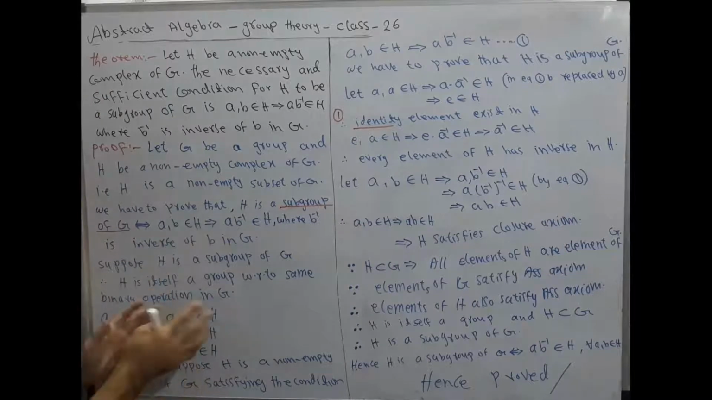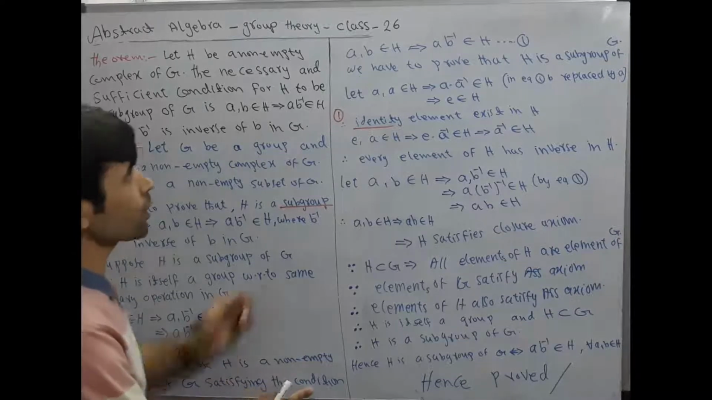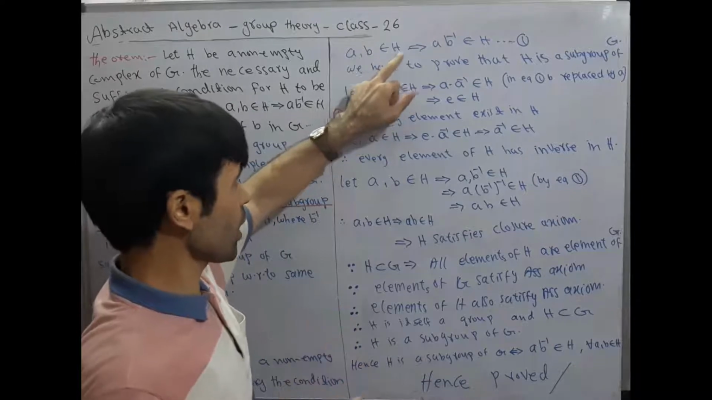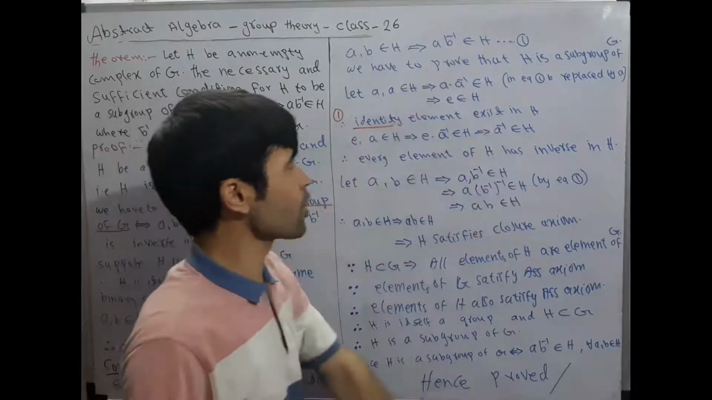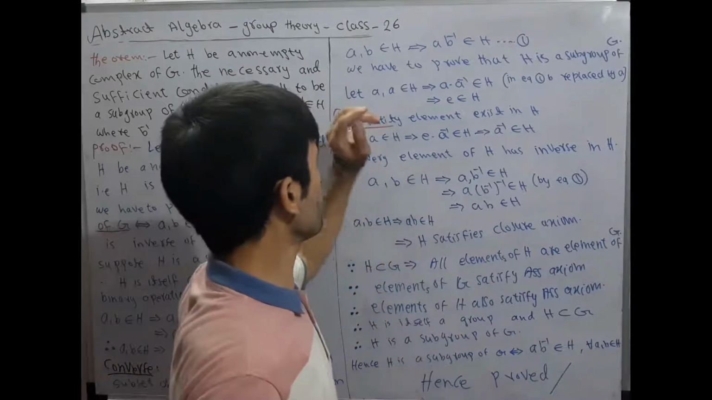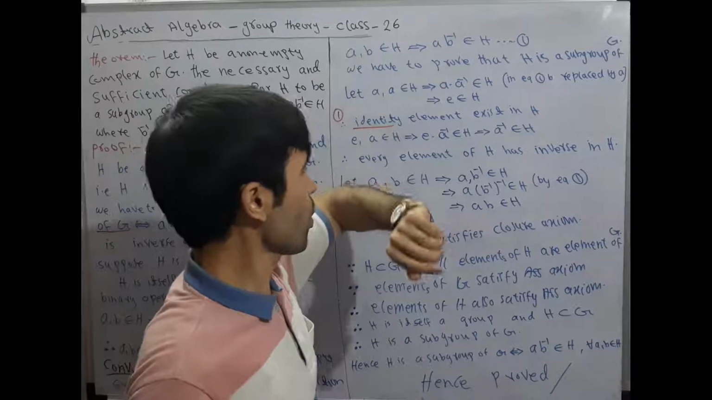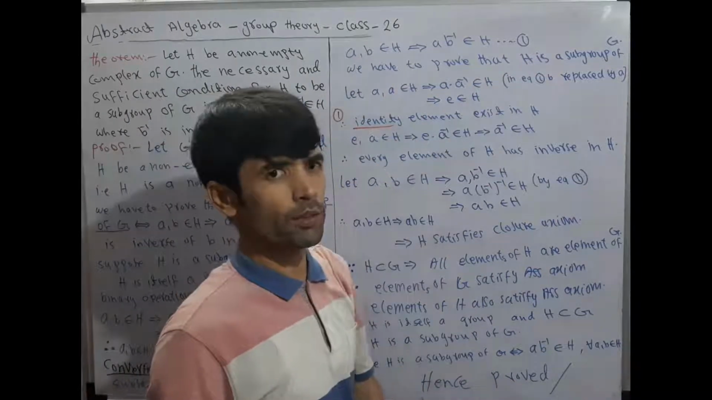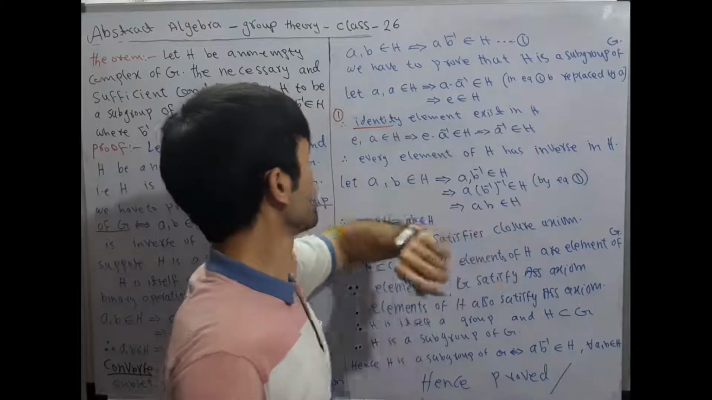Suppose the condition holds. Suppose H is a non-empty subset of G satisfying the condition a, b belongs to H implies a into b inverse also belongs to H. It is relation 1. We now prove. We suppose that this condition holds. Then we have to prove that H is a subgroup of G. It is our goal which we have to prove.